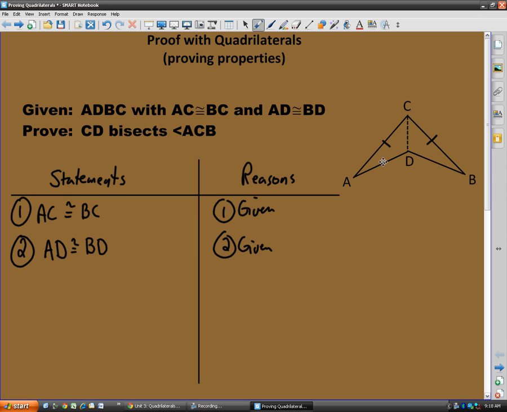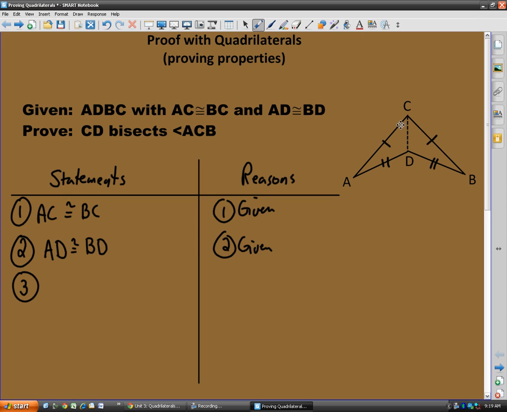So AD down here is congruent to BD, and so then we need to figure out what's going to be our next step. Our next step is to figure out how we're going to prove these two triangles congruent. Because we want to find out that CD bisects angle ACB. So in order to say that it bisects angle ACB, we need to know that ACB can be cut into two same angles. That's what bisect means.